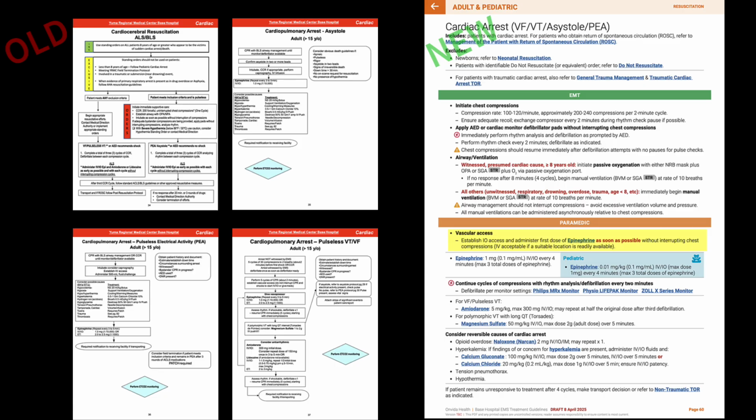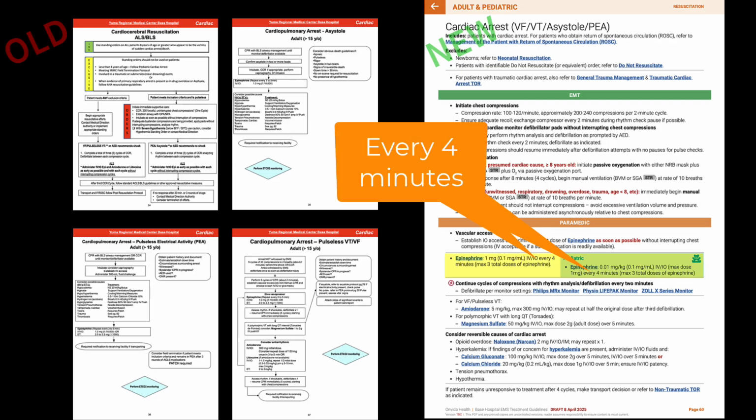Once that is placed and functioning, be sure to administer the first dose of epinephrine as soon as possible. This concept has not changed from the old version. Drug dosages are included right here. Now, I will point out that in order to keep things flowing smoothly around the 2-minute compression cycles, instead of using a clunky time interval of epinephrine repeated every 3 to 5 minutes, let's just stick with an even 4 minutes so that drug administration lines up with the rhythm checks.